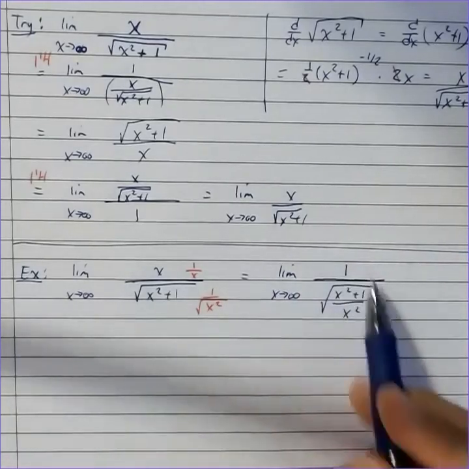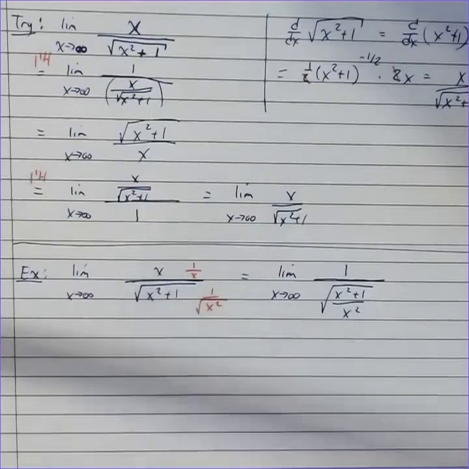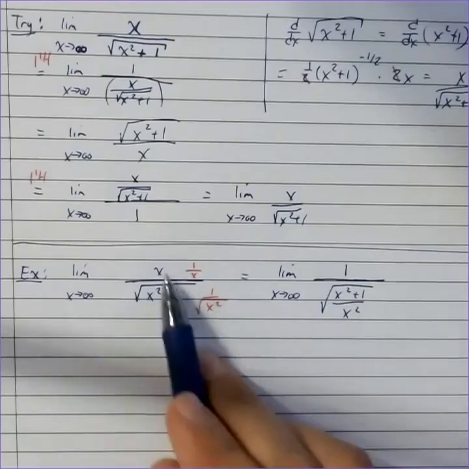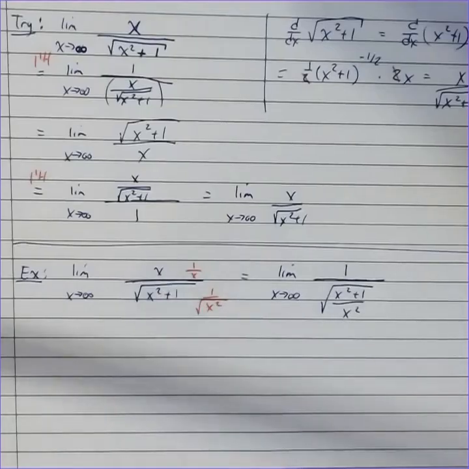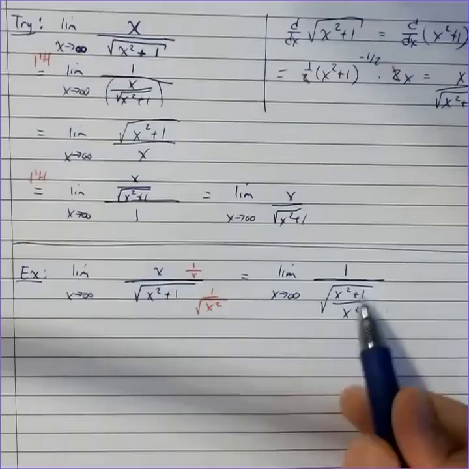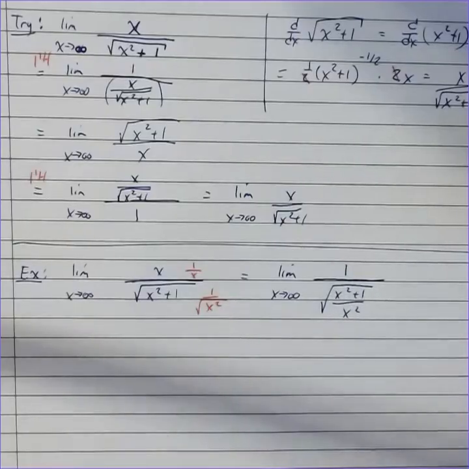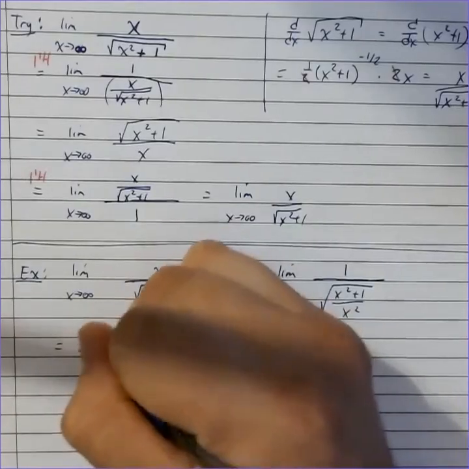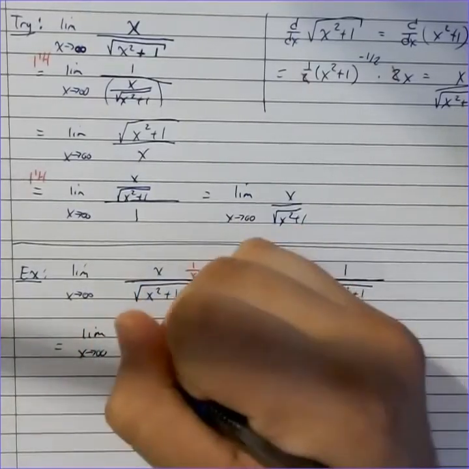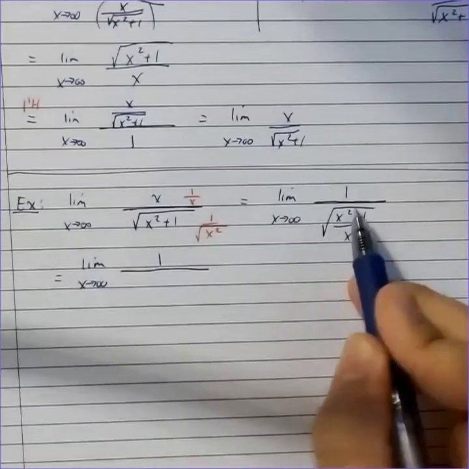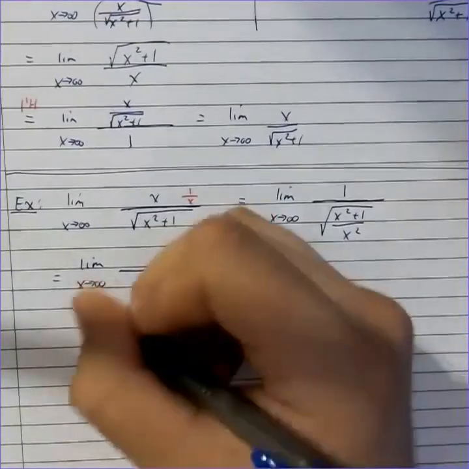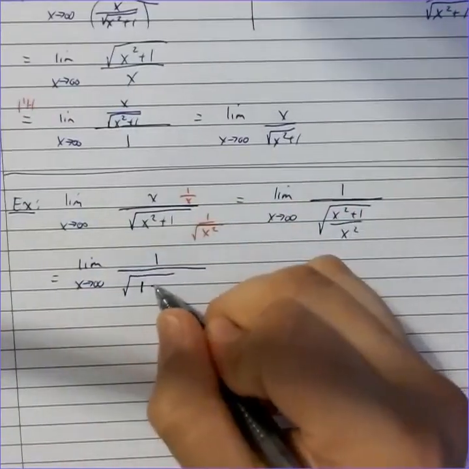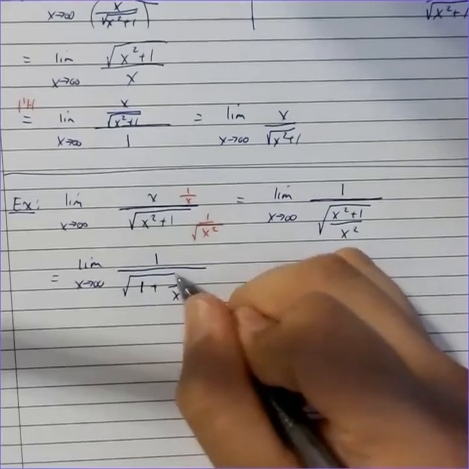If you were to simplify all this out, you would get this again. If you're not convinced of that, pause the video and try it. That will give you that. But now this can be simplified dramatically. I can now write this as the limit as x approaches infinity of 1 over x squared is just the number 1 plus 1 over x squared.